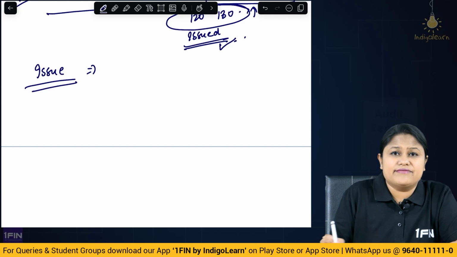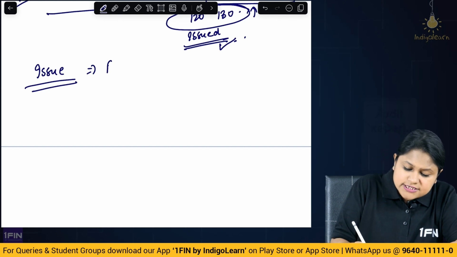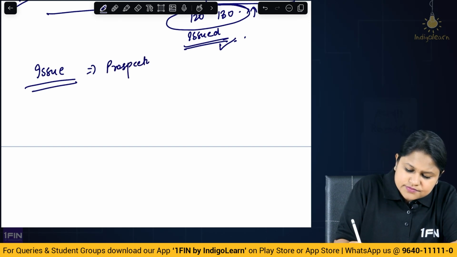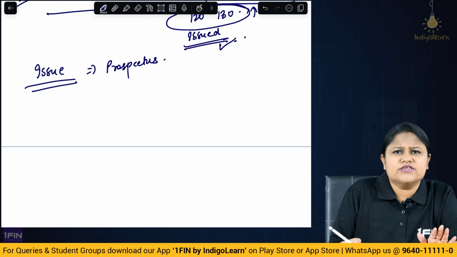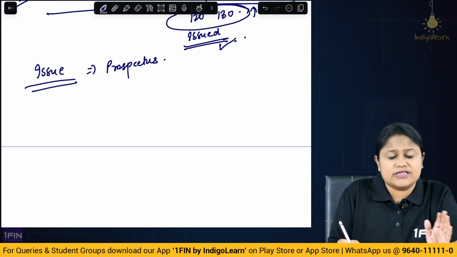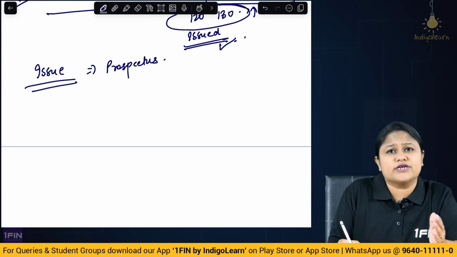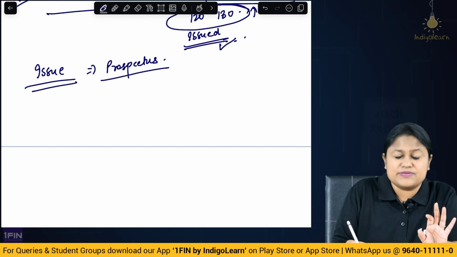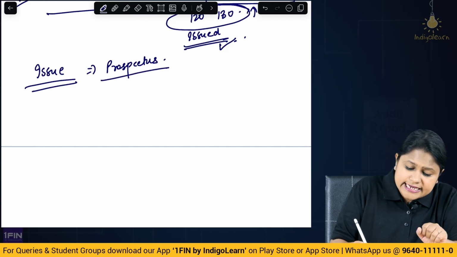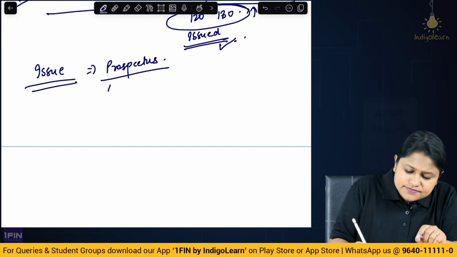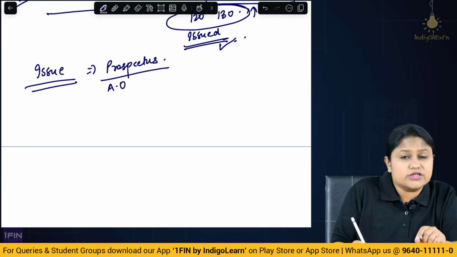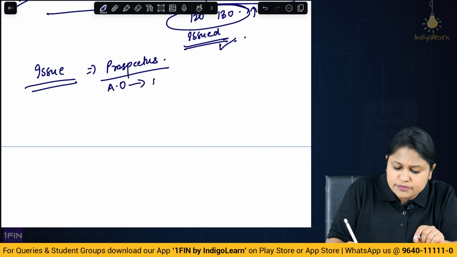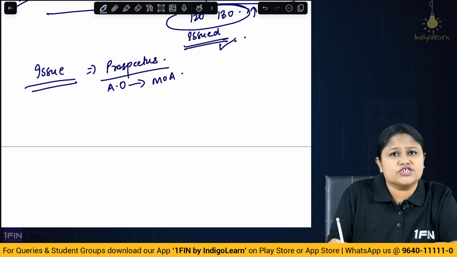now the auditor will verify everything with regard to the issue. That is, first verify the prospectus. All the provisions of the Companies Act 2013 with respect to issue of prospectus and allotment of securities, all of that you have to check. So what is that? Prospectus, whether the prospectus is properly filed with ROC. Then you will see whether it is within the norms of authorized capital, and authorized capital you will be able to check where? In the memorandum of association.